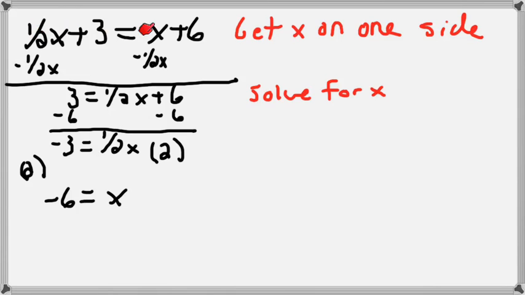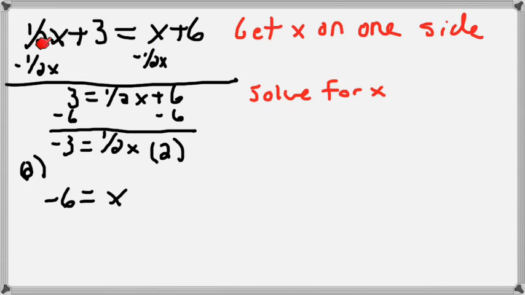This one doesn't have any parentheses, and it also doesn't have any like terms. So my first step is get x on just one side. It doesn't matter which side you get rid of. I like to get rid of the smaller x. 1/2 x is smaller than 1x, so I'm getting rid of this first.